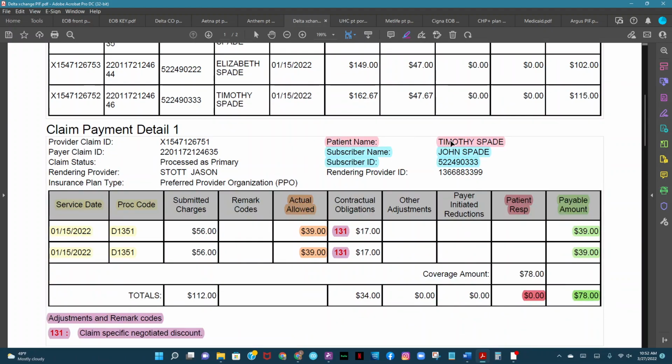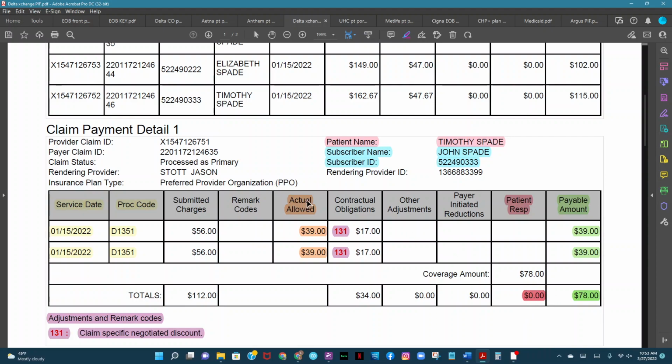All right, so we have patient name here for Timothy Spade. We do have subscriber name right underneath, John Spade. Be sure not to confuse the two. We have the subscriber ID underneath right here. Date of service, or they have it as service date, 1/15/2022. We have the procedure code. Looks like they had some sealants done. Insurance paid, or what they have as payable amount, of $78. Patient responsibility is at 0.